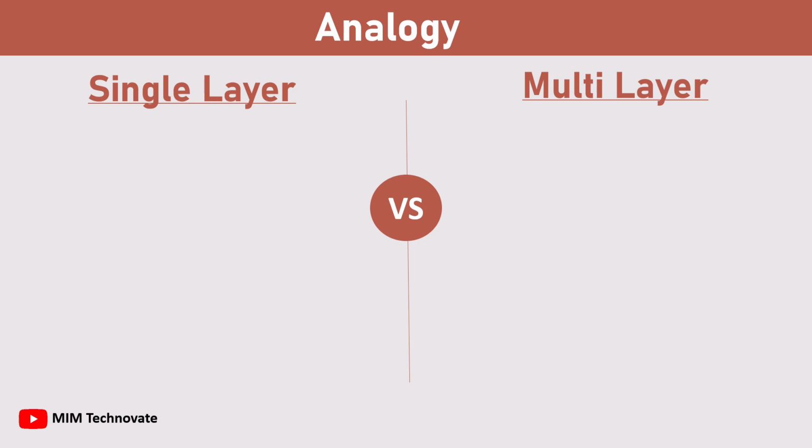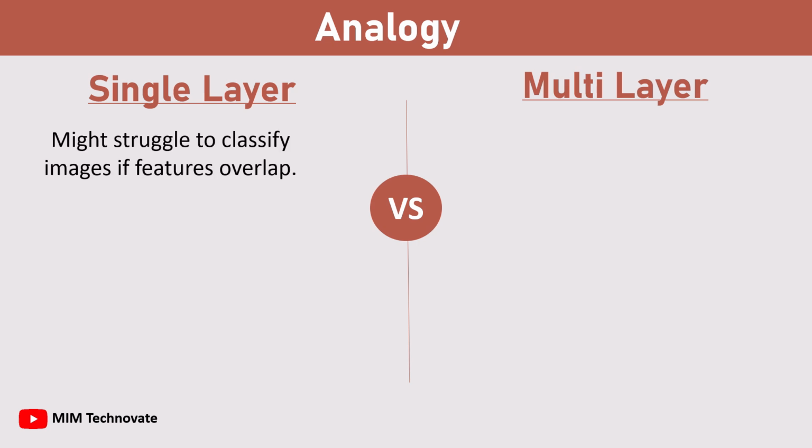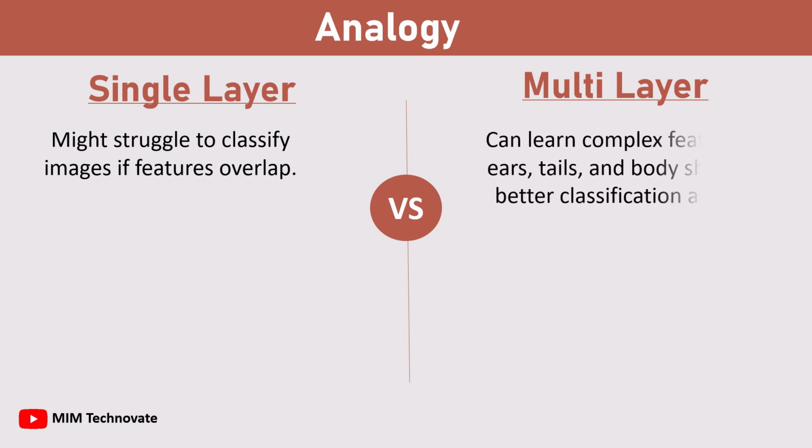Analogy. Single-layer feed-forward networks might struggle to classify images if features overlap. On the other hand, multi-layer feed-forward networks can learn complex features like ears, tails, and body shapes for better classification accuracy.